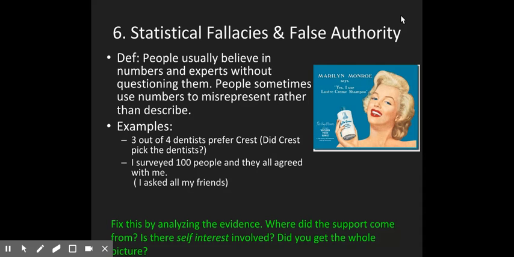So to fix this, like I said, question the information and make sure there's no self-interest. Are they giving you information that's completely unbiased, or is it really just to help them out? Advertisements are probably using information just to help themselves out because they want to make a buck.